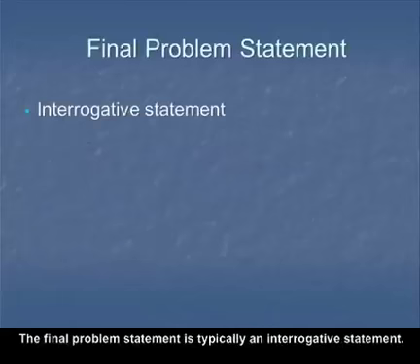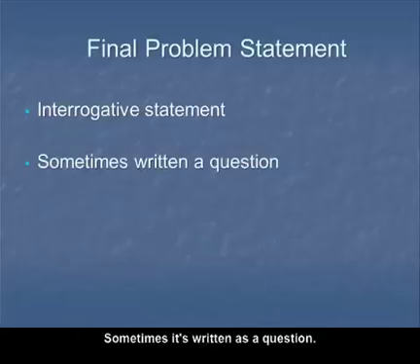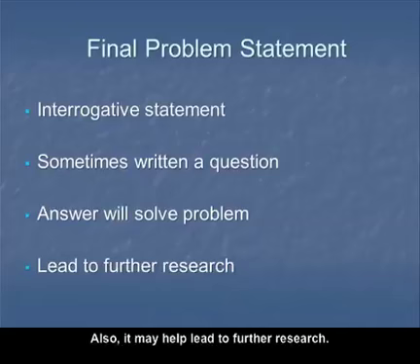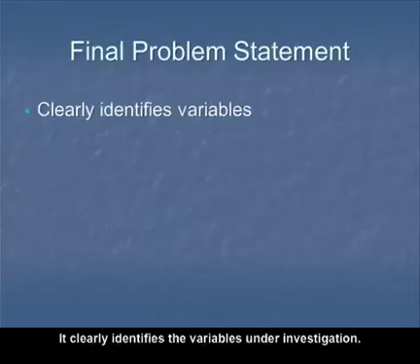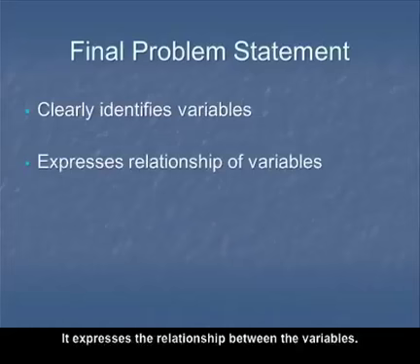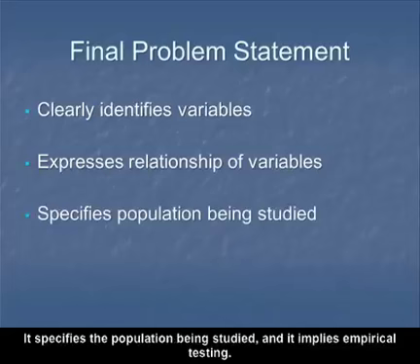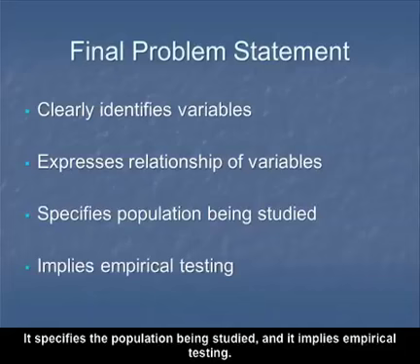So the final problem statement is typically an interrogative statement. Sometimes it's written as a question, and the answer to that question will solve the problem. Also, it may help lead to further research. It clearly identifies the variables under investigation. It expresses the relationship between the variables. It specifies the population being studied. And it implies empirical testing.